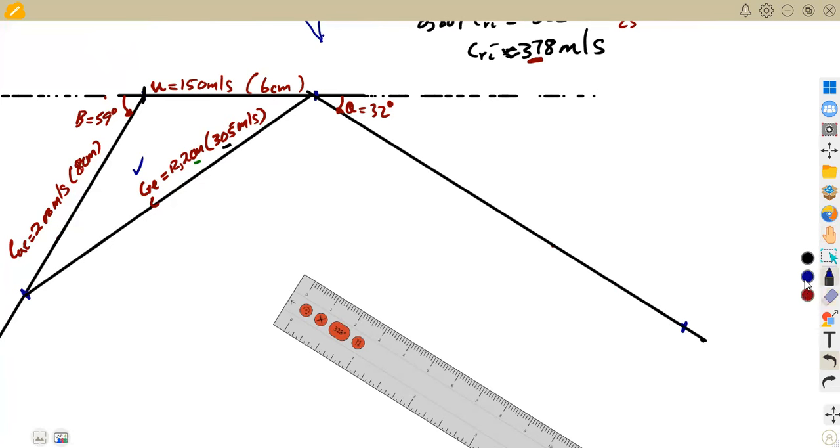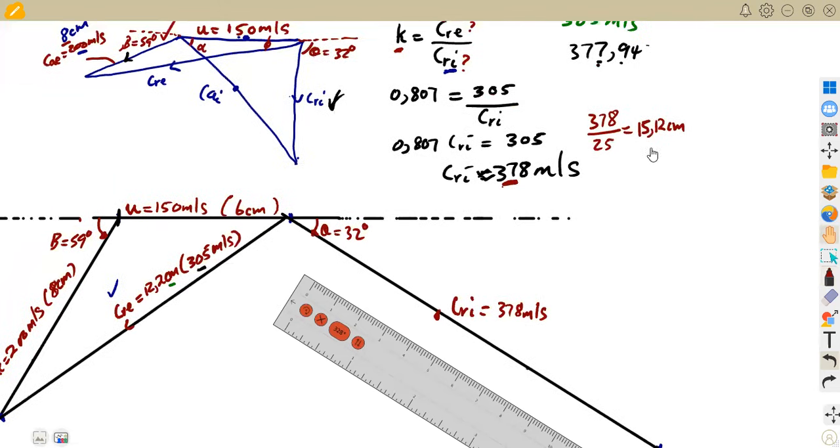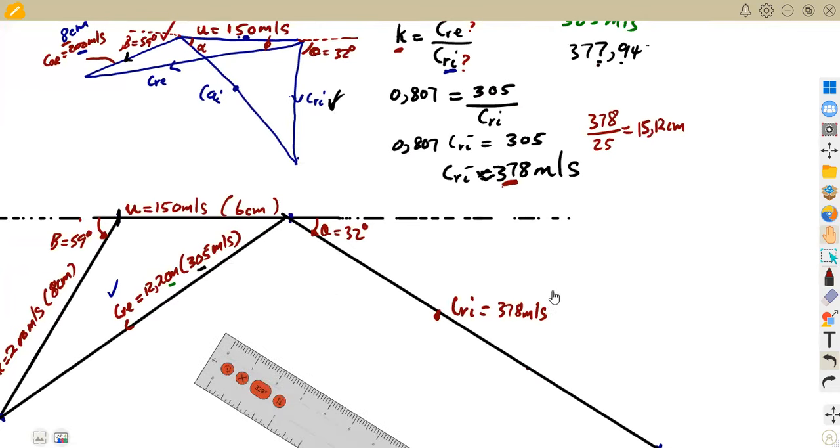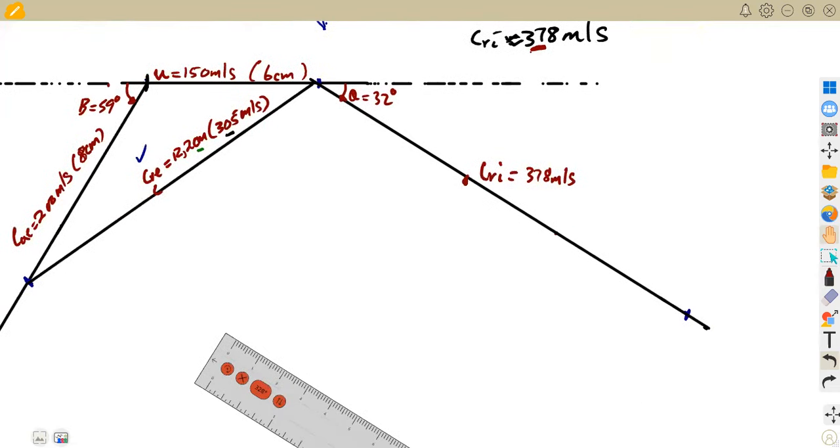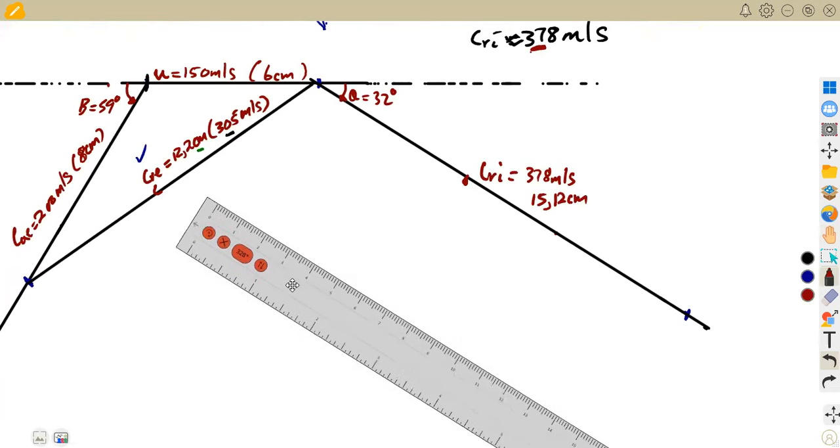So meaning to say we are now having our inlet, which is C_R1, which is equivalent, in terms of meters per second, we said is 378 meters per second. In terms of centimeters, we said it's 15.12 centimeters. So that's going to be 15.12 centimeters. All right. So that's it. That's what we have at this point.